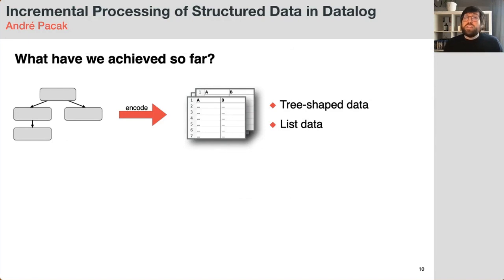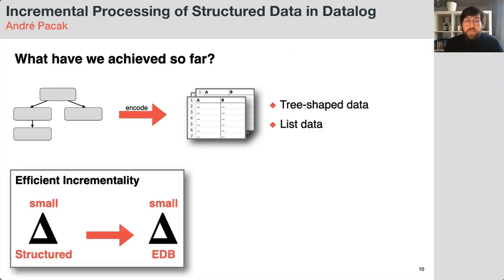So what have we achieved so far? We can encode structured data, such as tree-shaped data and list data, with input relations so that a Datalog solver can understand them. And this encoding enables efficient incremental updating for the incremental Datalog solvers by allowing that small changes of the structured data translate to small changes of the input relations.